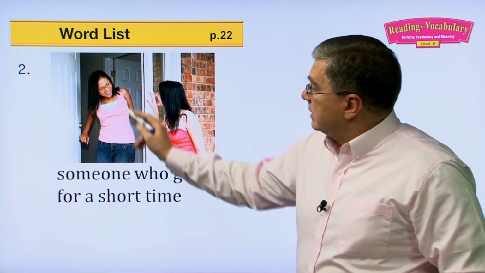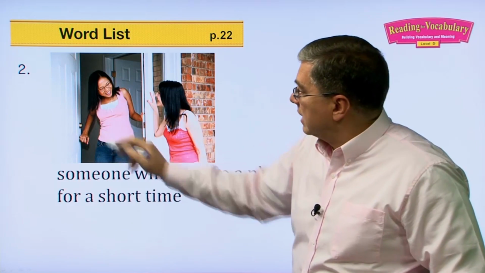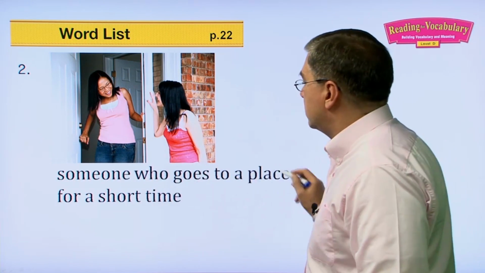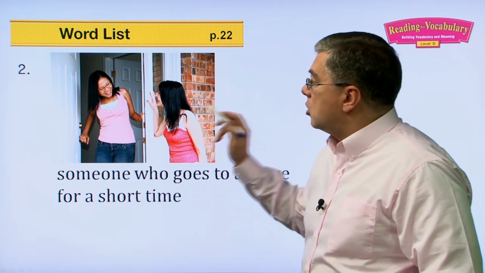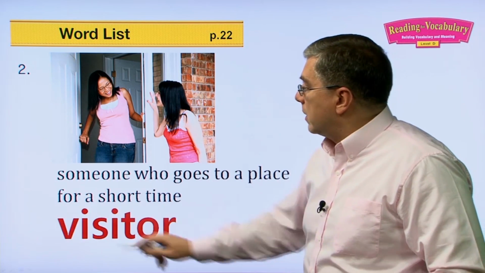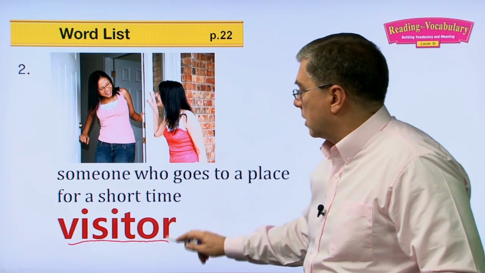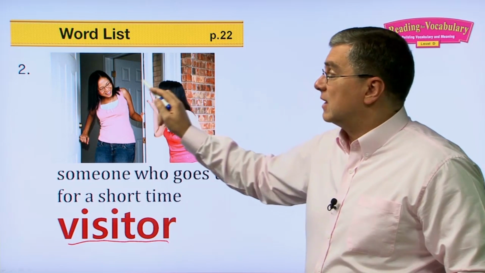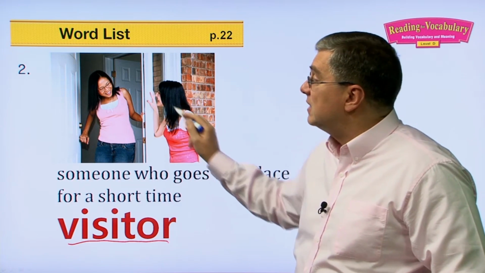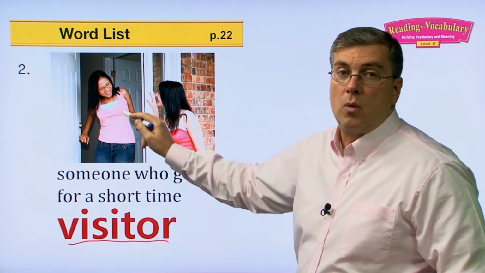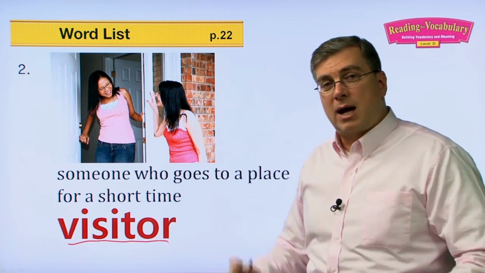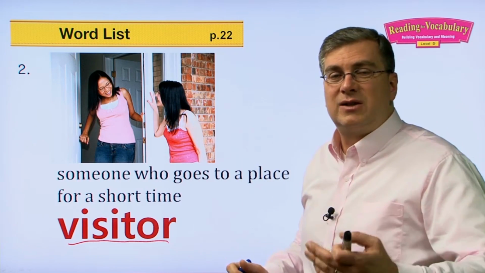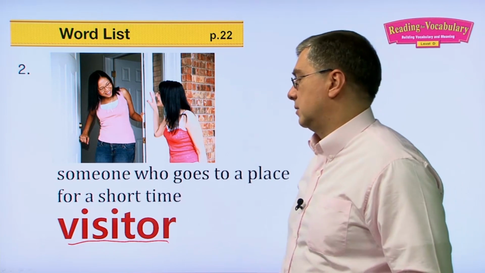Okay, next word. Now, looks like she lives here, right? She's answering the door, and she is coming by. Why? She is someone who goes to a place for a short time. What do we call this person? We call this person a visitor. She is visiting her, right? So she is a visitor to her home. Okay, if you come to my house, you are a visitor to my house. If I go to your house, I am a visitor to your house, a visitor.